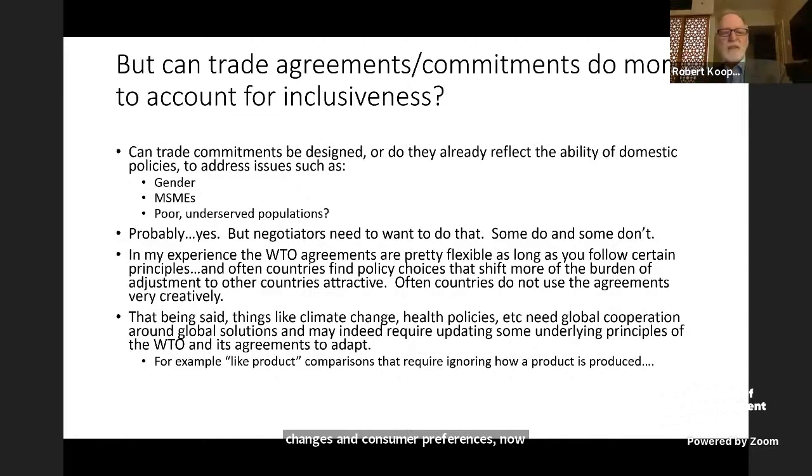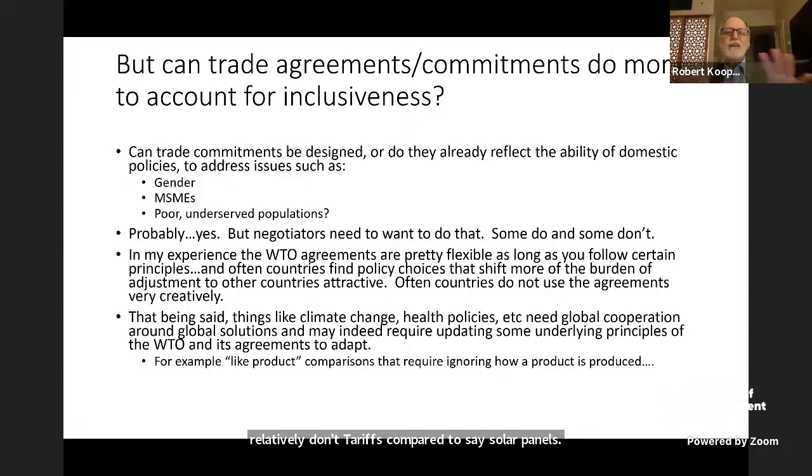Now, let me close on this. Can trade commitments be designed to better address such issues as gender, MSMEs, and poor and underserved populations? I would say probably yes. If you look at certain elements, I'll give you an example from the environmental area. Tariffs on green products, depending on how you define green, are higher than tariffs on gray products, right? Products that emit a lot. So steel, chemicals, cement have relatively low tariffs compared to, say, solar panels and bicycles.